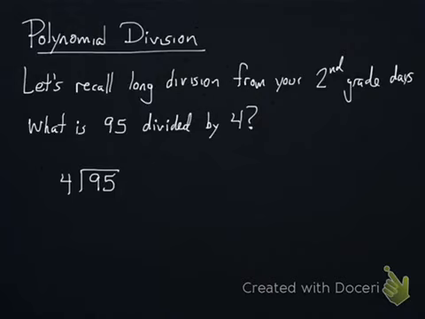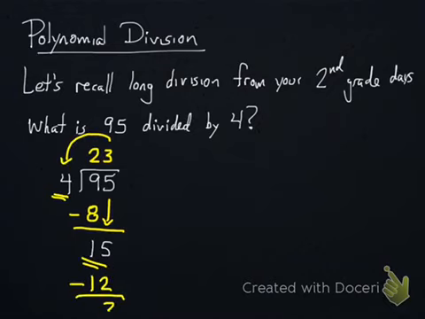You'd set up something that looks like this, figure out how many times 4 goes into 9, right? Multiply it out, subtract down, bring that 5 down. Now ask yourself, how many times does 4 go into 15? Right, you've seen this before.